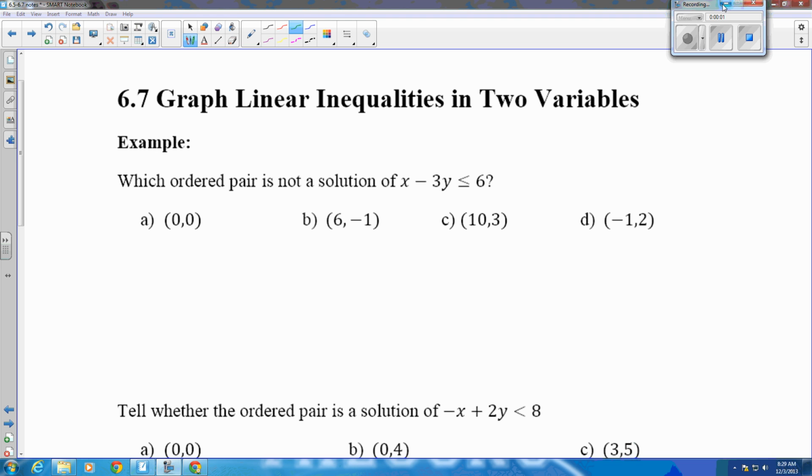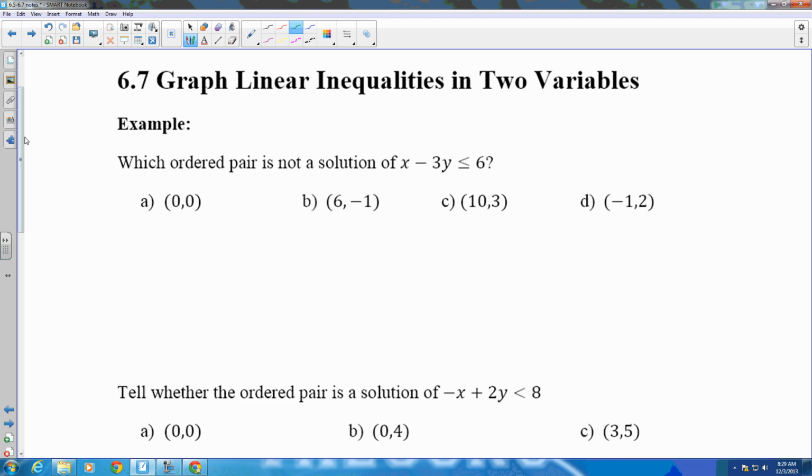We are doing section 6.7, the last section in chapter 6, which is graphing linear inequalities in two variables. The first part of this section is to figure out whether an ordered pair is a solution to an inequality. The way we do that is plug in the x, remembering that each coordinate is x, y. We plug in the first number for the x in our inequality and the y for the second to see if it makes sense in the inequality.